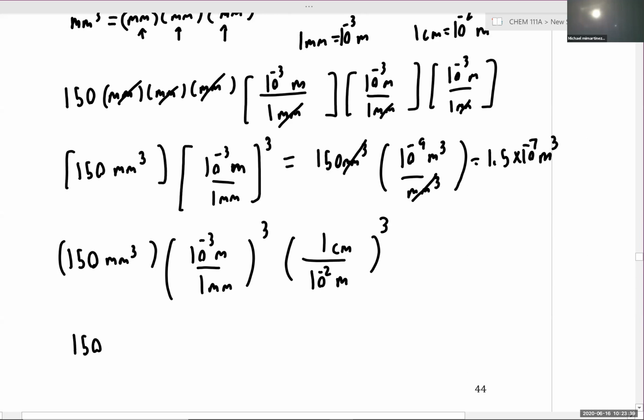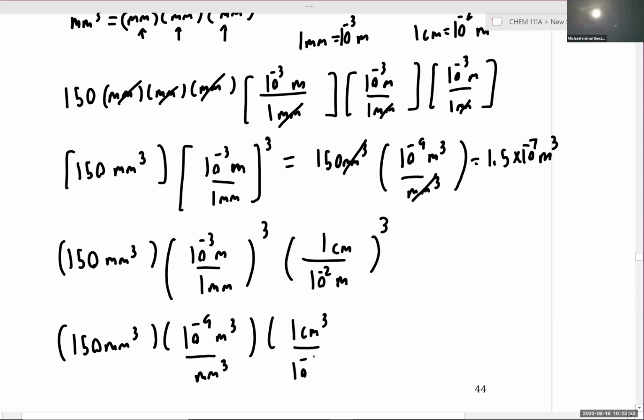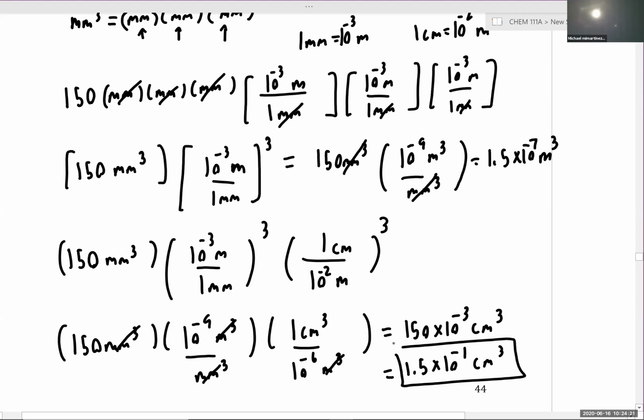So after we apply our cubes, this is equivalent to 150 millimeter cubed times 10 to the negative 9th meter cubed per millimeter cubed times 1 centimeter cubed per 10 to the negative 6th meter cubed. So meters cancel, millimeters cancel, and we're left with 150 times 10 to the negative 3rd centimeter cubed, which corresponds to 1.5 times 10 to the negative 1st centimeters cubed. And this is how you'd handle a unit conversion involving cubic units. Does this example make sense to everyone? Does everyone understand the logic behind this process?